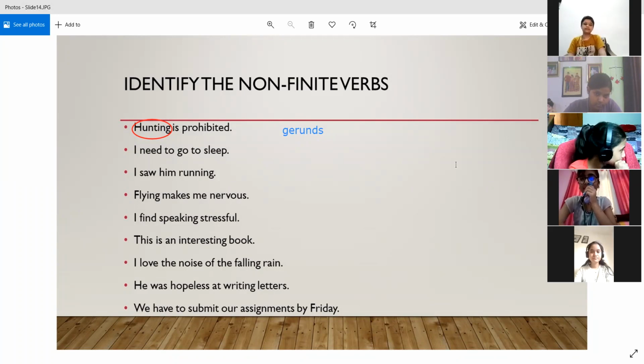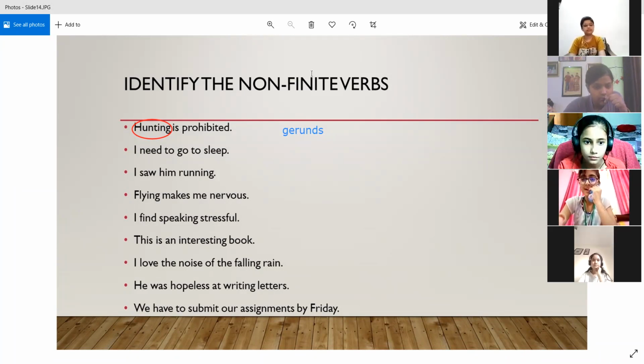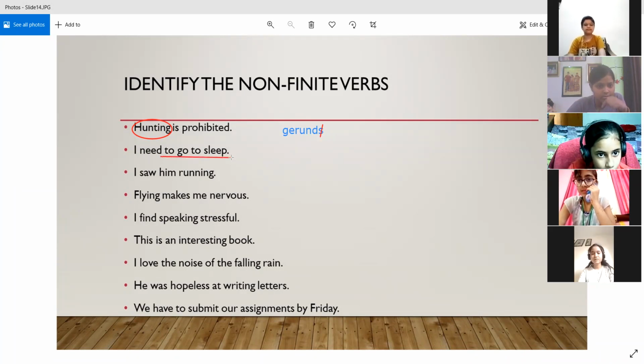Okay. Yes, Genia, the next one. Yes, sir. I need to go to sleep. To go is infinitive, so there is no doubt in it. Basically, to is there twice, to go and to sleep. So to go is also infinitive and to sleep is also infinitive.